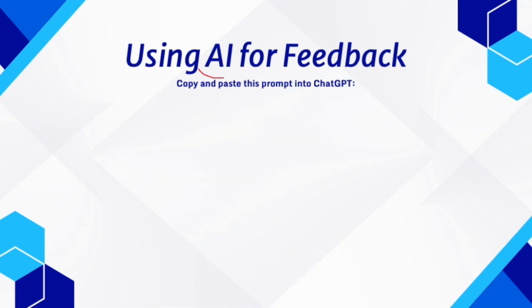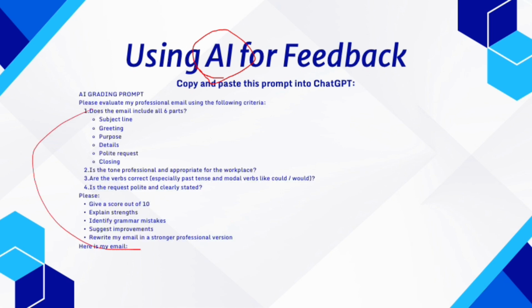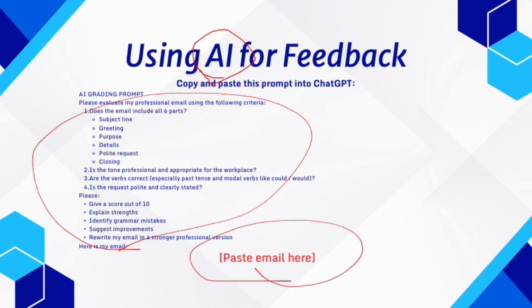You can also use AI for feedback. Sometimes this is better than self-checking because it can be done faster. So, copy and paste the following prompt into ChatGPT or your favorite AI. So here is the prompt, and then paste your email after the prompt. And remember, read your feedback thoroughly. The feedback only counts if you use the feedback to make changes in your writing.